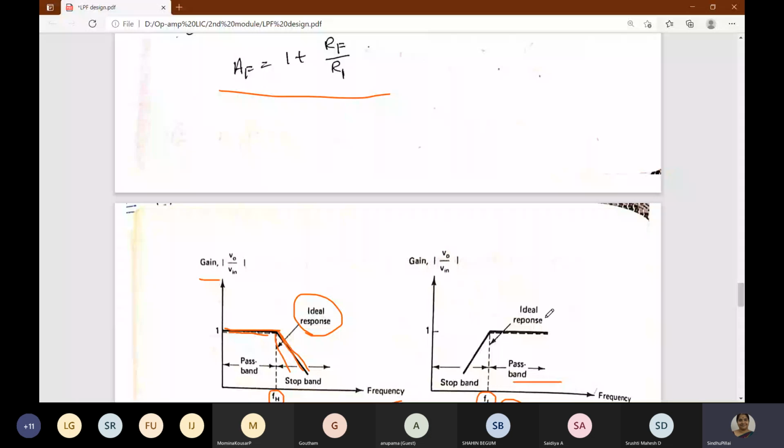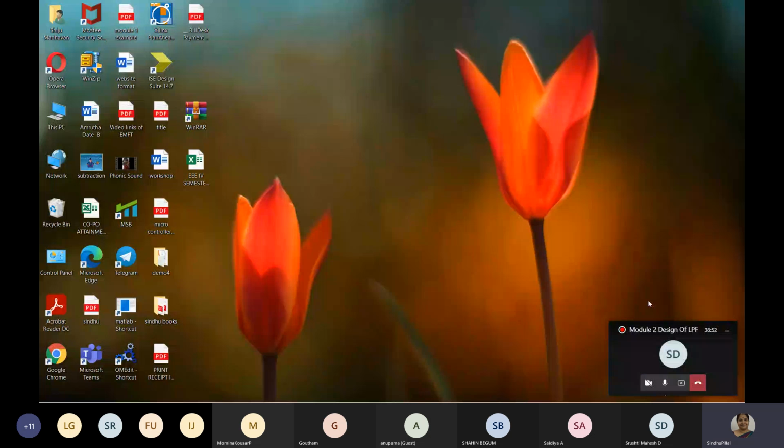So today we have seen all types of filters: high pass, low pass, band pass, and band reject filters.